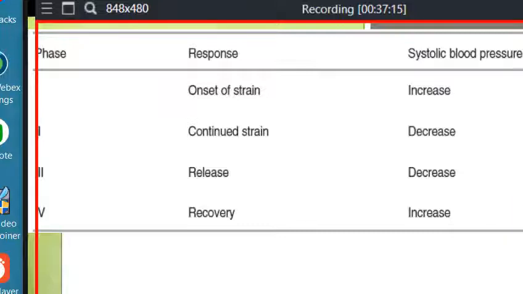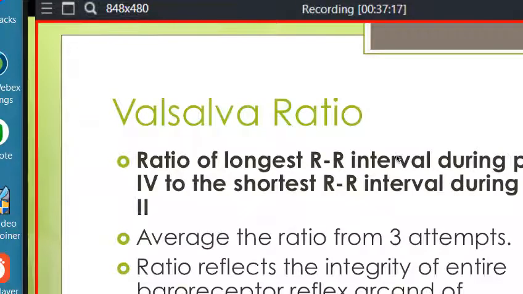Based on these principles, there's something called the Valsalva ratio, which is the ratio of the longest RR interval during phase 4 to the shortest RR interval during phase 2. Because as you know, there's bradycardia during phase 4 and tachycardia during phase 2. So this ratio is taken into account. You can average the ratio from 3 attempts.